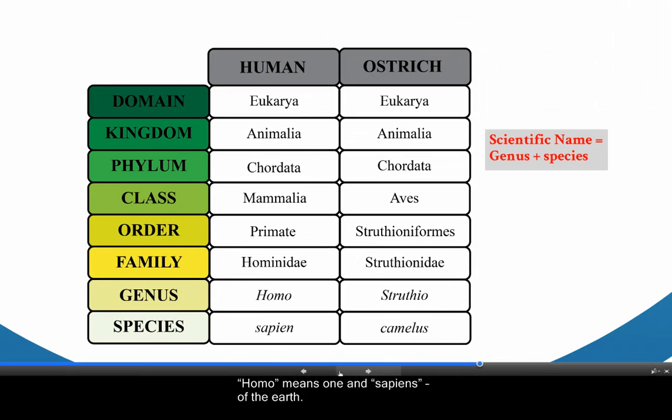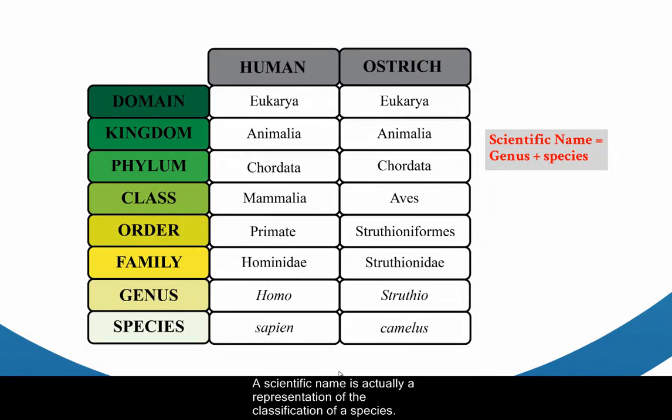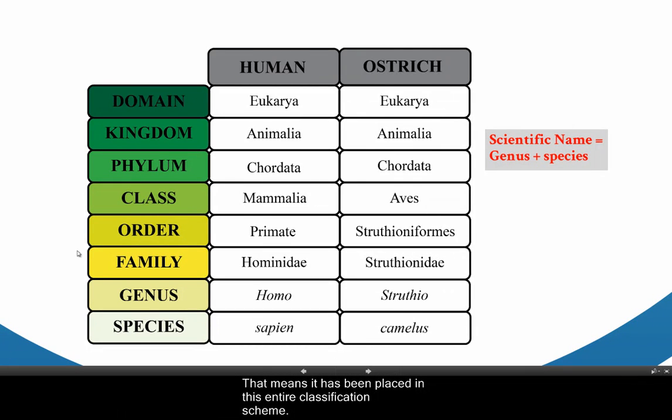A scientific name is actually a representation of the classification of a species. So we said earlier, if a species has been described, it's been given a scientific name, and that means it's been placed in this entire classification scheme. So someone's figured out right where it fits. The scientific name is actually just the genus name and the species name put together. If you have two species that are very closely related, they will have the same genus but a different species name.